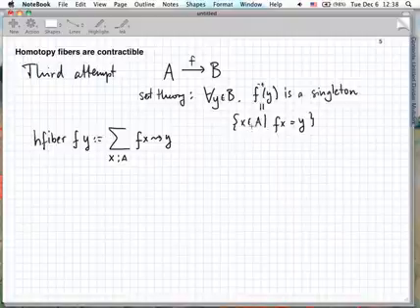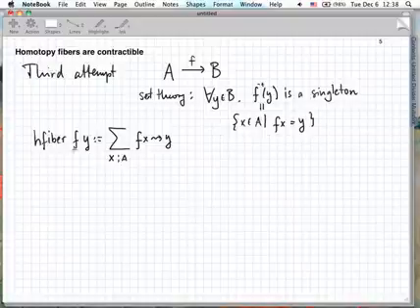The difference is the following. If you think classically, then the inverse image f to the minus 1 of y consists of x's. It consists of points of A. Yes? But this one is not saying points of A. This one is saying pairs. What is a typical element in this space? Well, a typical element in this space is some point, like U, together with a path P, which goes from F of U to Y. So it really is a pair.